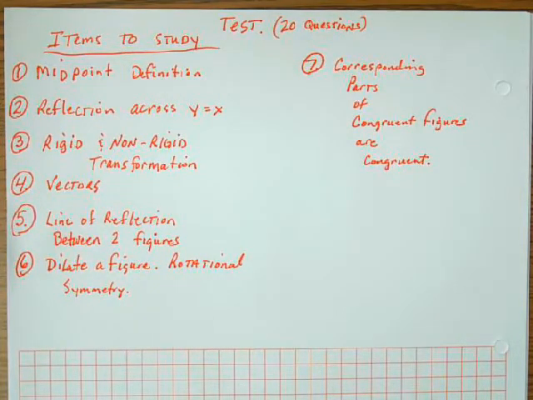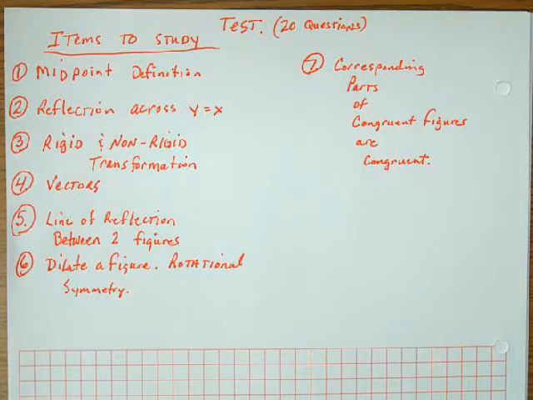All right, you got all 7 things written down? Let's read through them, and then we're going to go about each topic. Number 1, it says midpoint definition. We'll talk about that. Reflection across a y equals x line. We'll talk about that.